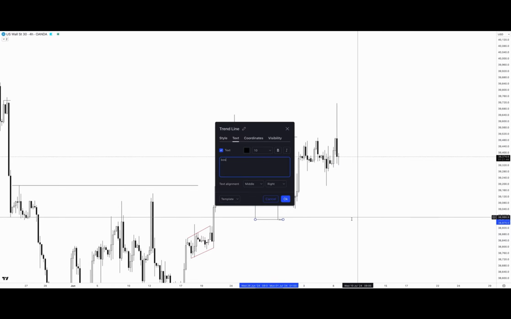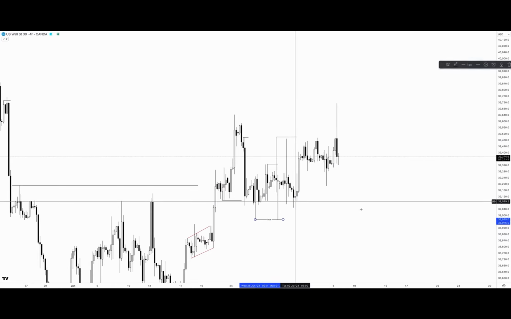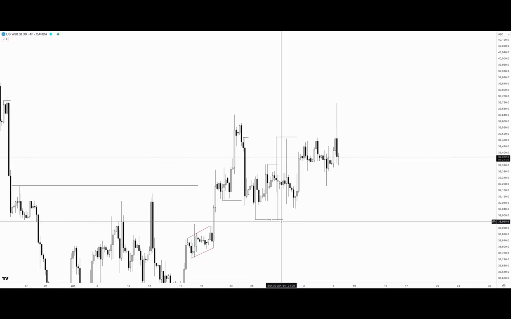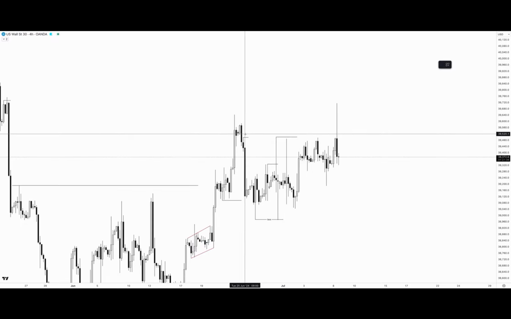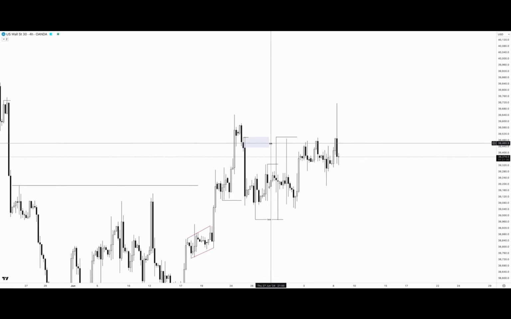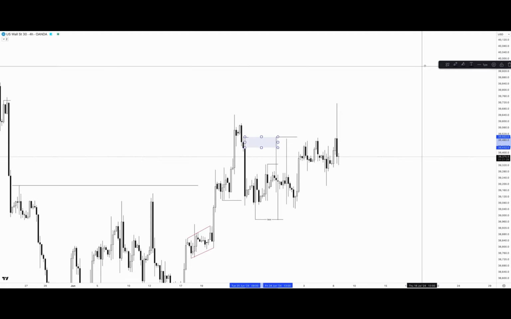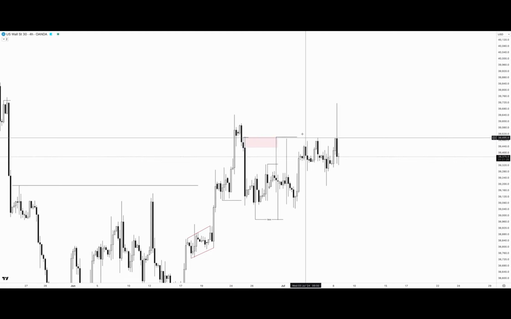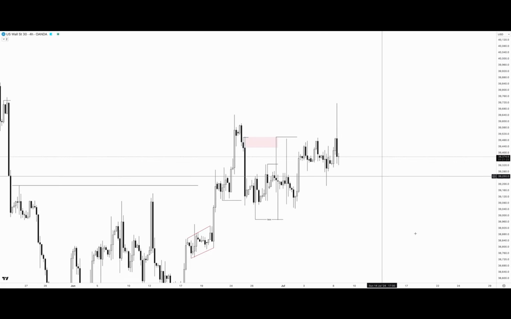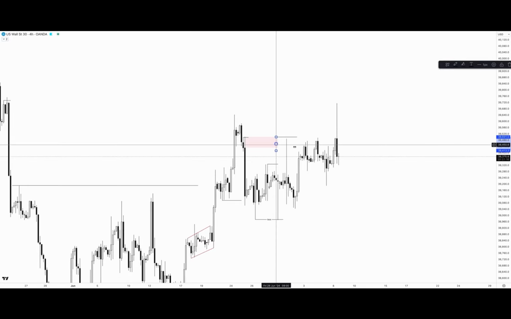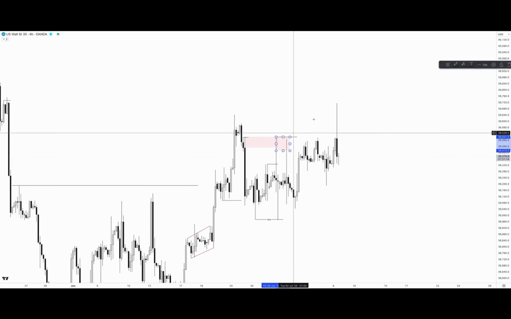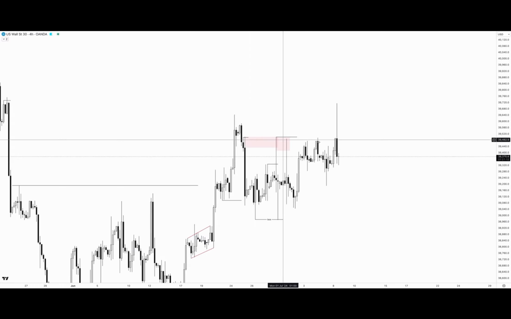BOS. All that does is induce sellers. So where are sellers getting induced? Well, number one, traders that saw this as their POI or whatever and entered here, they got their liquidity sitting above the high. After that BOS, what does it do? It induces sellers to sell from these highs. Obviously, I'm just grabbing a section of the wick.